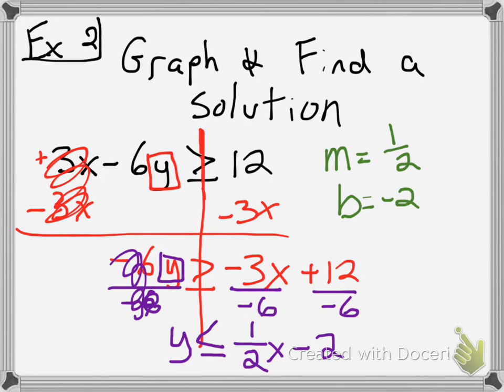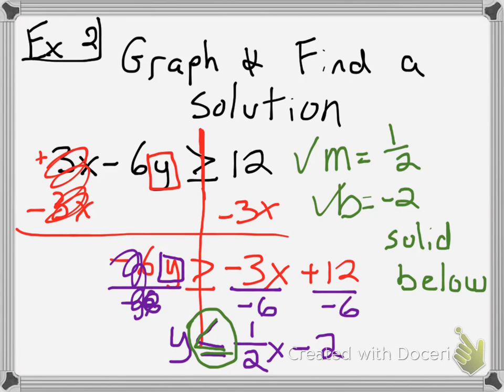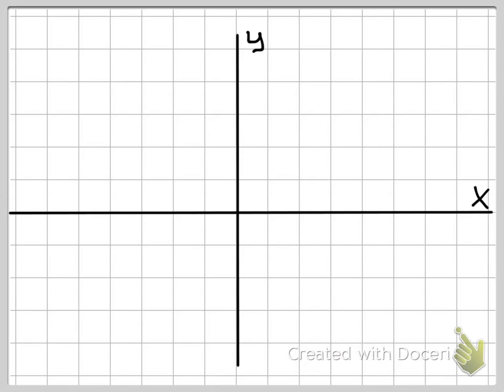And what kind of line are we going to have? If I look at this symbol, there's a line underneath. That means it's going to be solid. It's less than y, so that means I'm going to shade below. If you can list those 4 key features, you're going to be okay. Let's go ahead and graph it here and then find a solution in the shaded region.